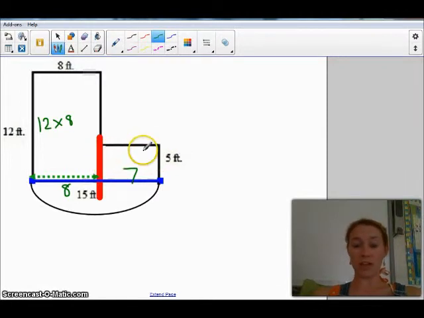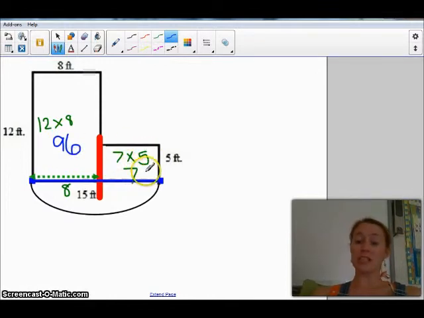So now I know this side is 7, this side is 7, this side is 5, and this little line is 5. So this one must be 7 times 5. So this box is 12 times 8. That's 96. And this box is 7 times 5. And that is 35.